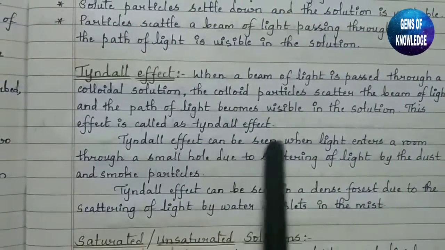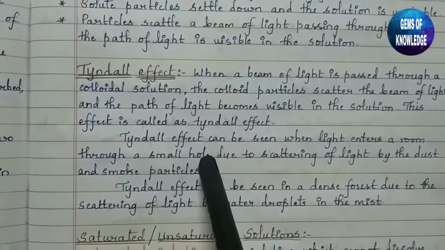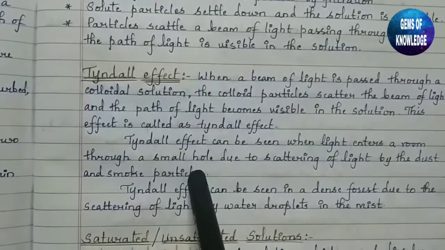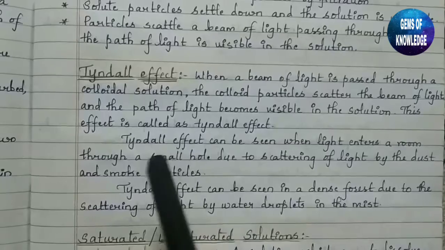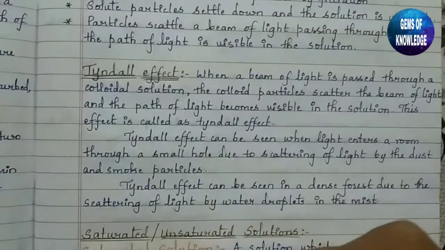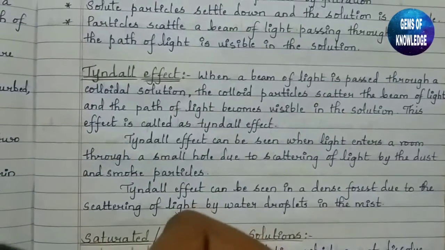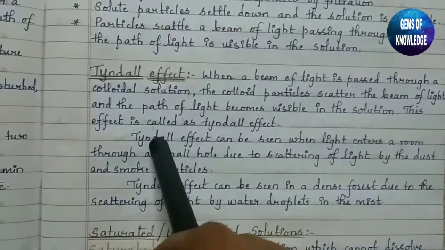The Tyndall effect can be seen when light enters a room through a small hole, due to the scattering of light by the dust and smoke particles. You all know this phenomenon. Sometimes when light comes in from a small hole, near that hole you can see the dust particles moving in that particular light. That is also what we call the Tyndall effect.